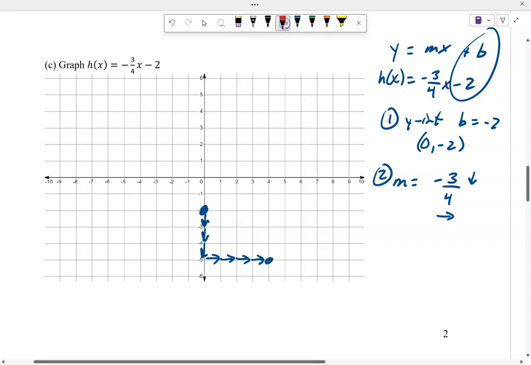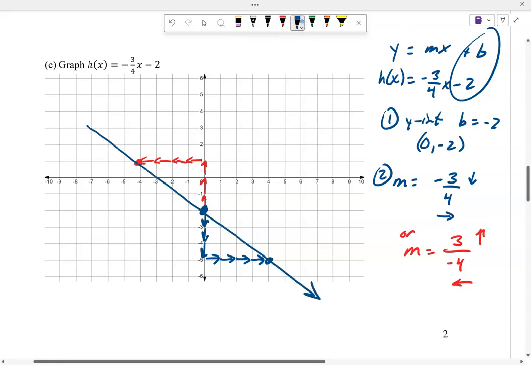And again, isn't 3/-4 still -3/4? I could go up and left from that y-intercept. I could go up 3, left 4, and see how that's still on my line there.